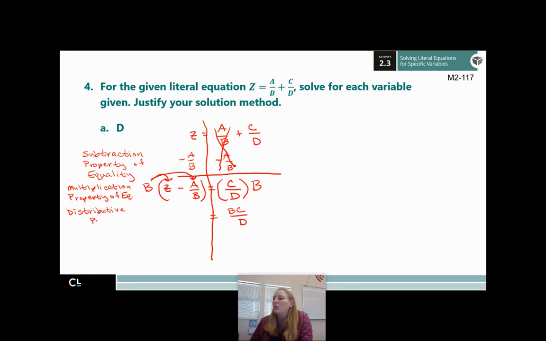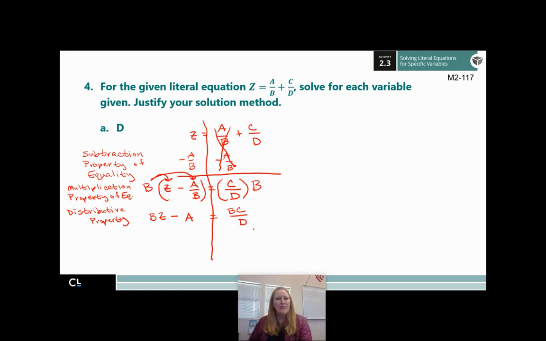Distributive property. So B times Z is, of course, BZ. Now, here's the thing, though. When I do B times, oh, that's a minus sign. When I do B times A over B, the B's cancel out, and I just have A. So actually, that does look better, but it feels weird because I still don't have my D all alone.